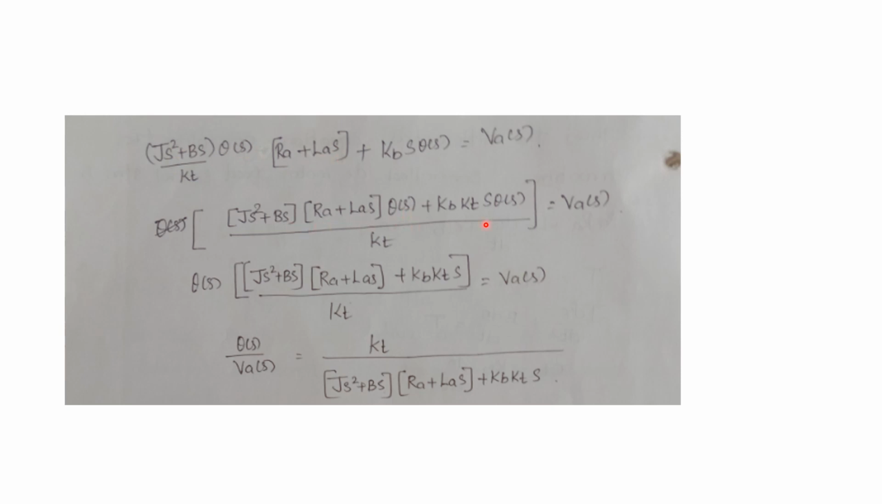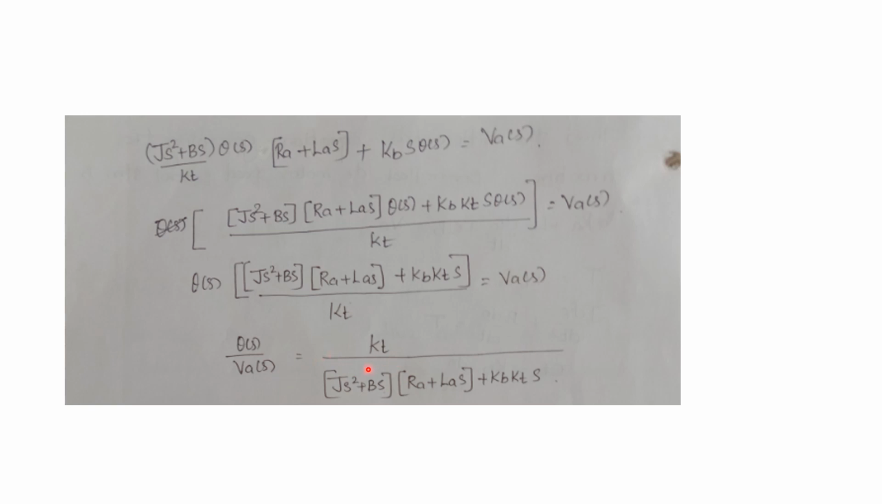Now in the numerator, theta of s is common, so we can take it outside, and all the elements should be written inside this bracket. That is equal to VA of s. Now, cross multiplying, this VA of s comes to the denominator of the LHS, and we can take this KT to the numerator of the RHS. All these terms come to the denominator of the RHS. So this is the value of theta of s divided by VA of s.